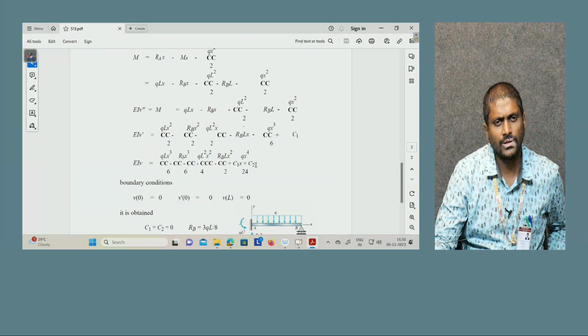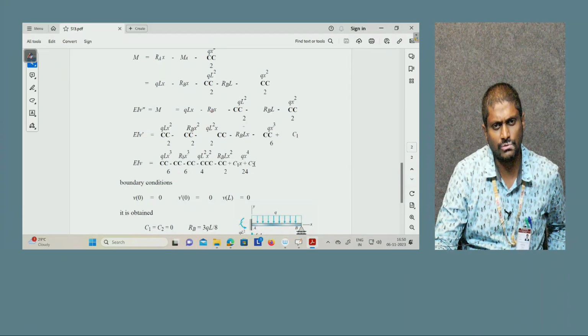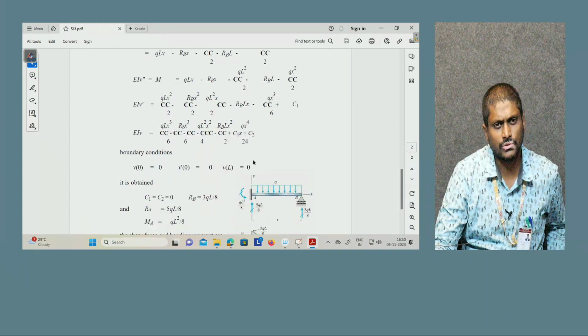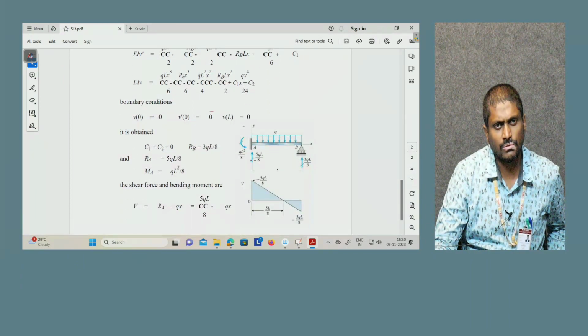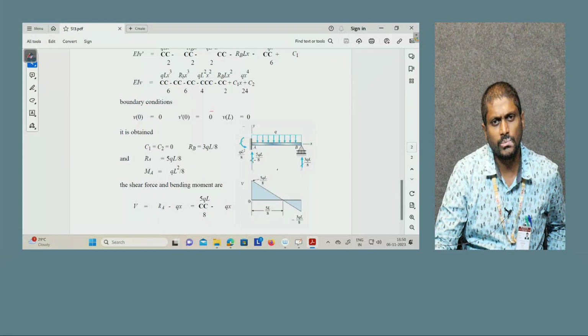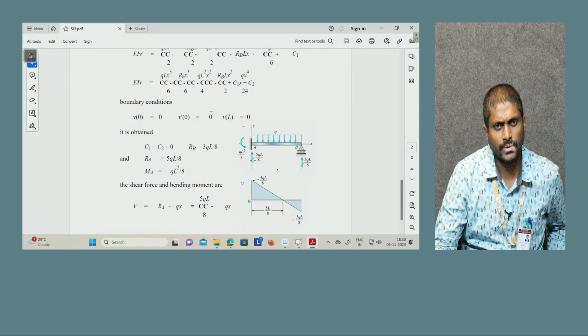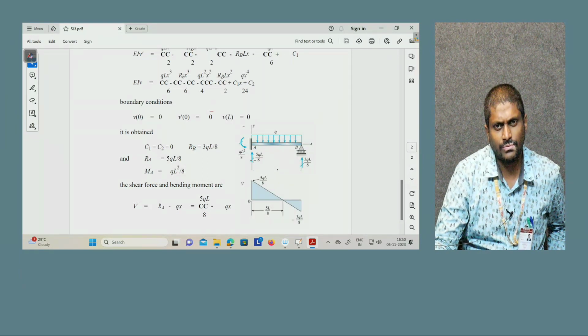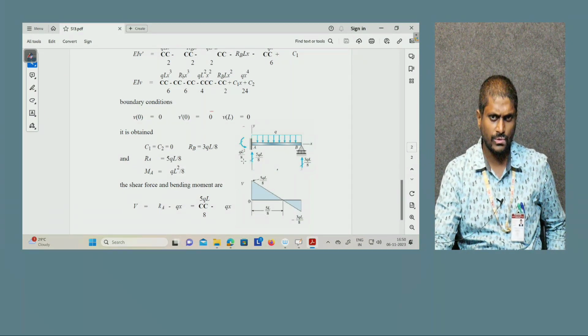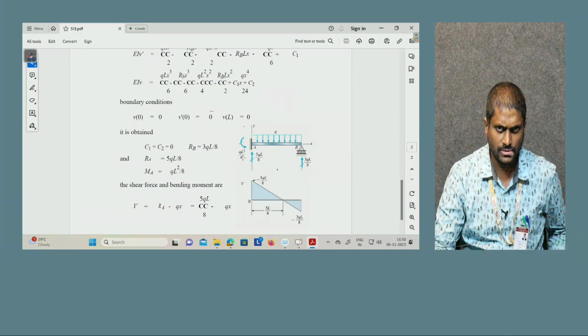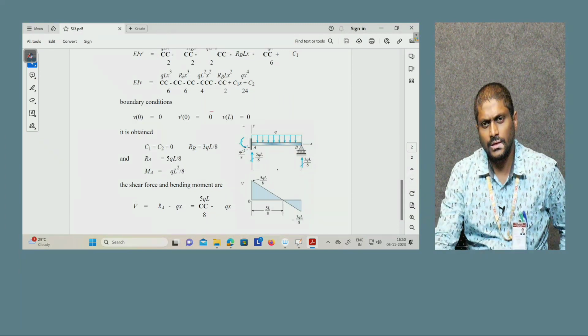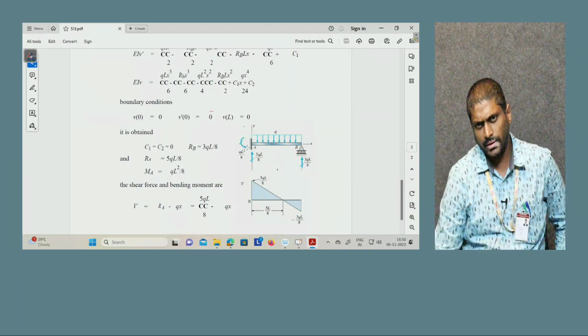Boundary conditions are v of 0 equals 0, v dash of 0 equals 0, and v of L equals 0. We obtain C1 equals C2 equals 0, RB equals 3qL by 8, RA equals 5qL by 8, and MA equals qL square by 8. Therefore, the moment is qL square by 8, the reaction is 5qL by 8, and at B we have 3qL by 8.